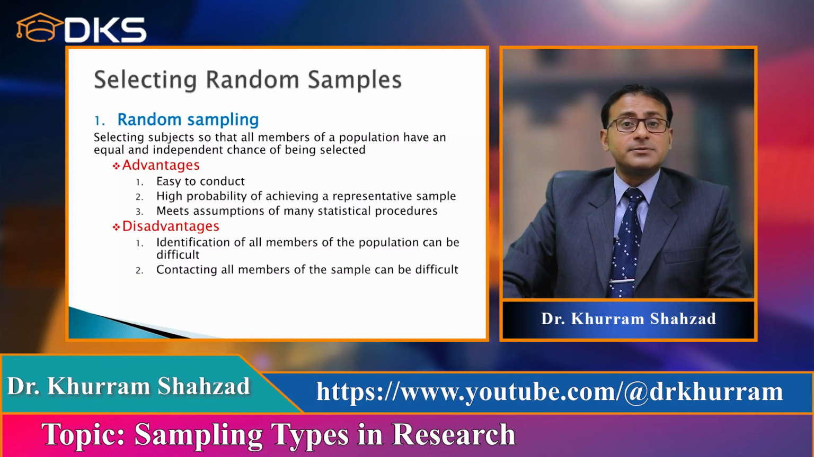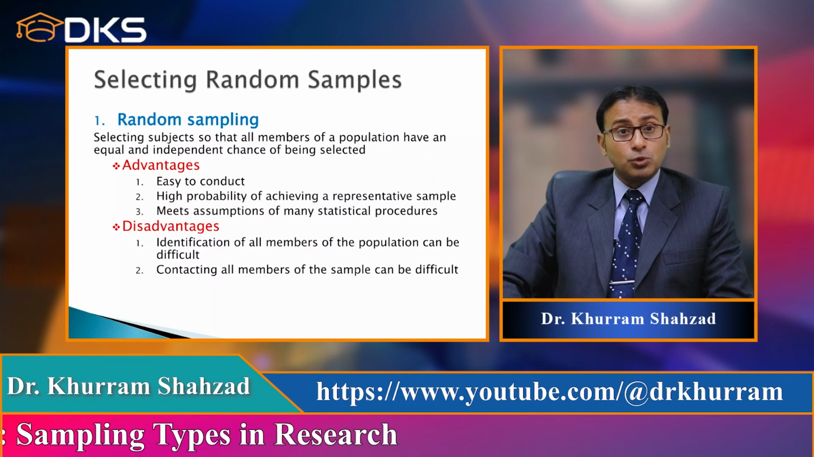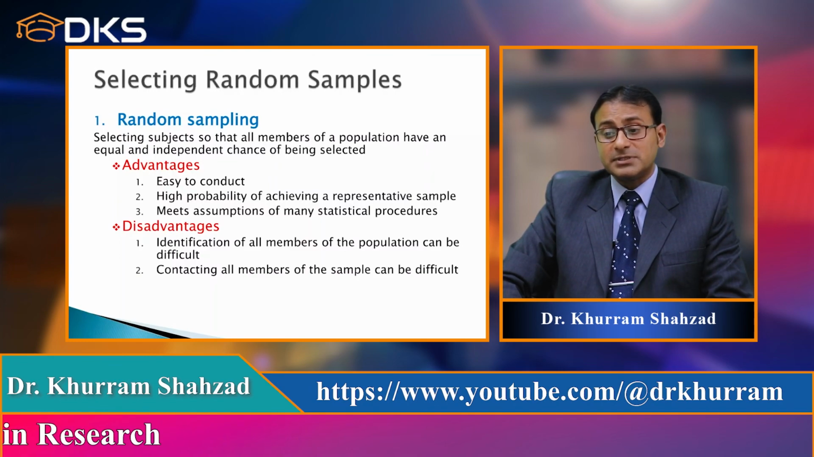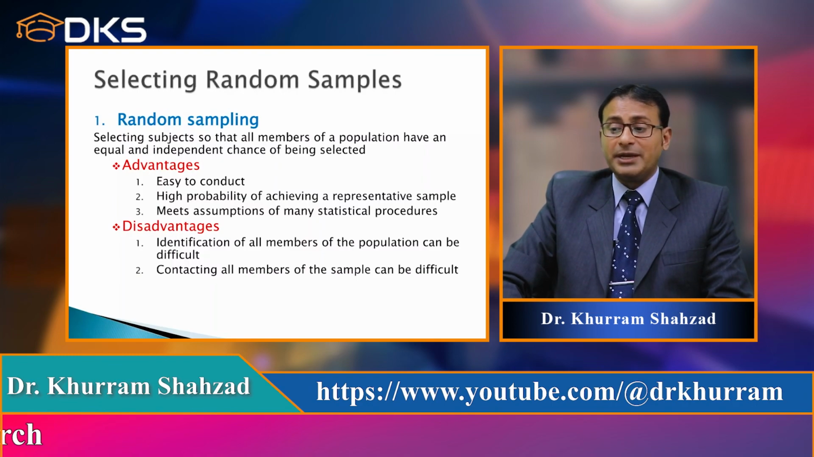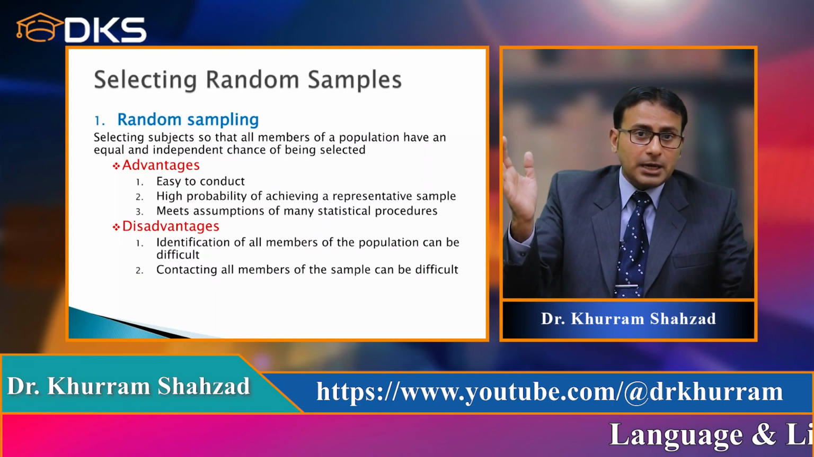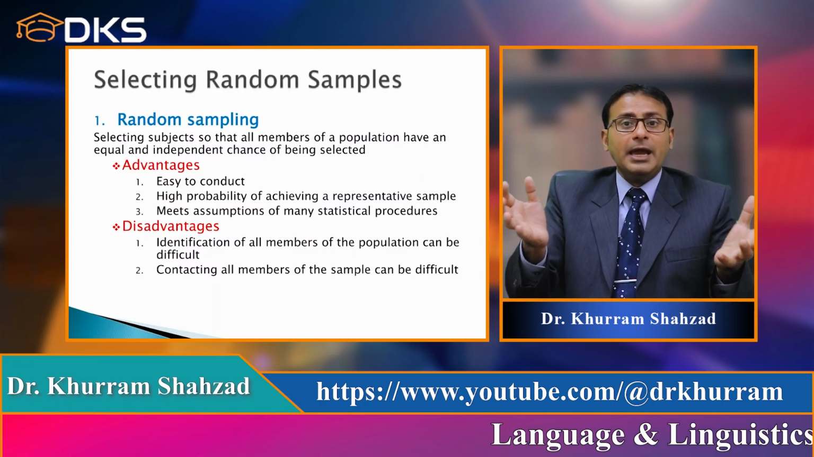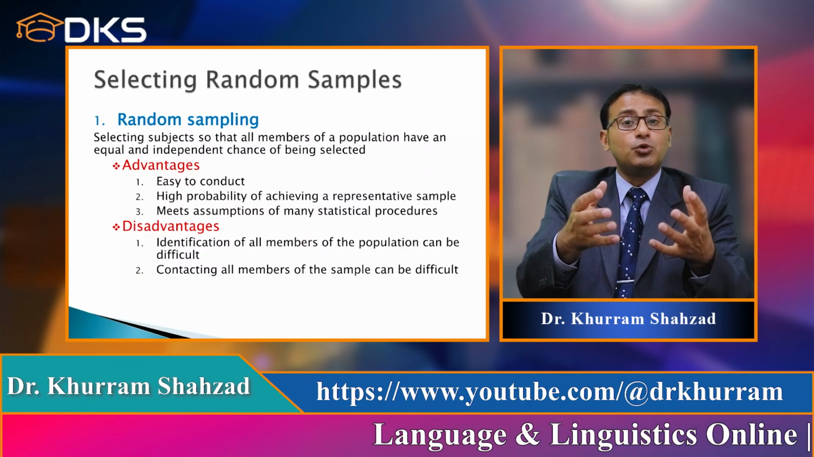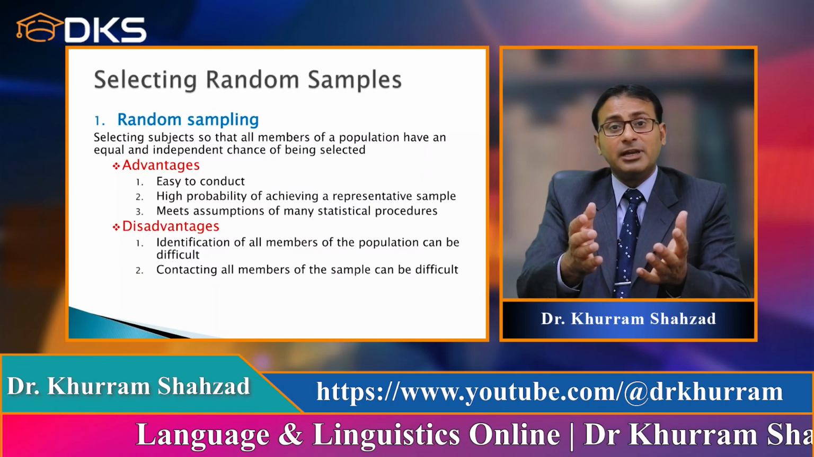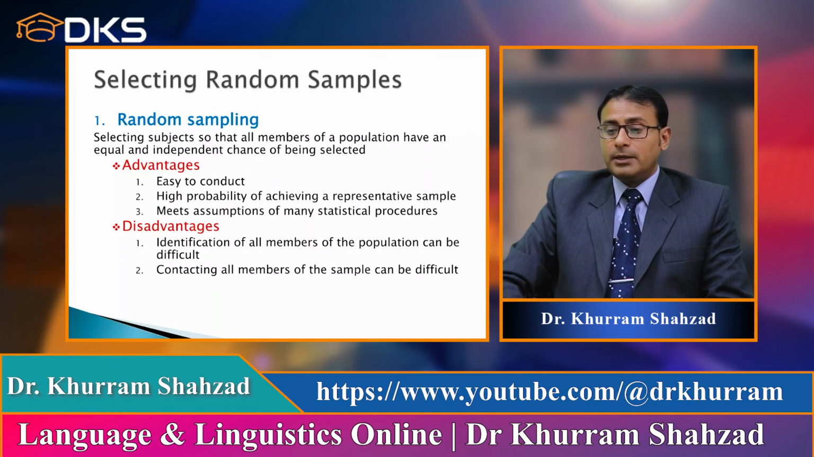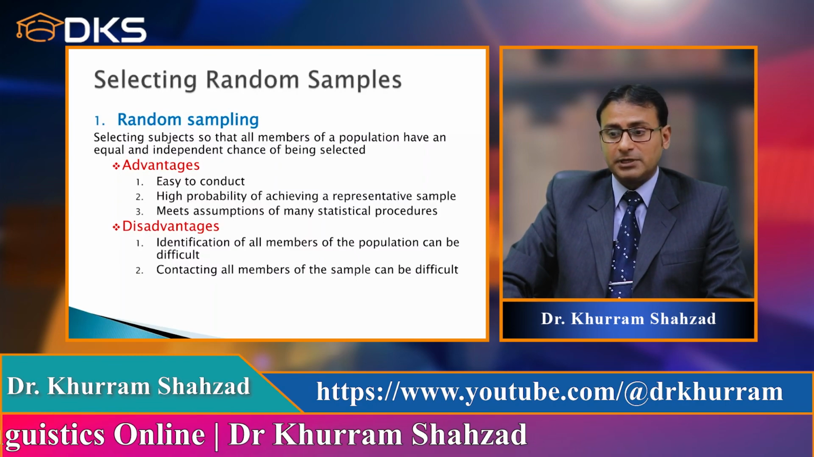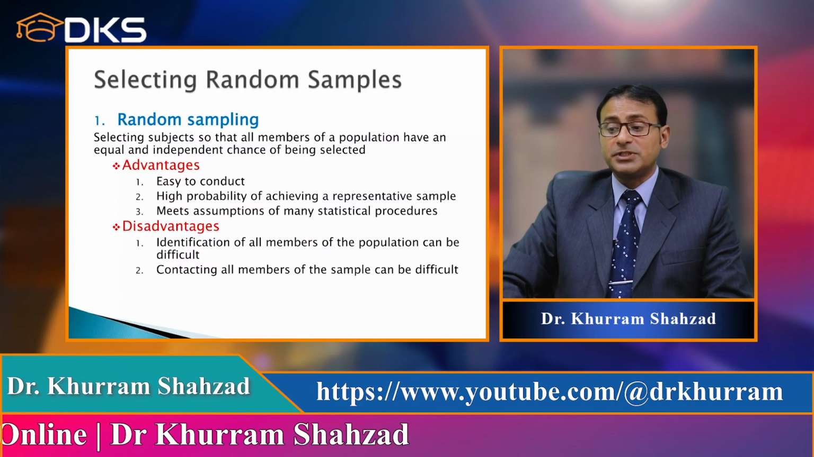The advantage of the random sampling technique is that it is easy to conduct and has a high probability of achieving a representative sample. It meets assumptions of many statistical procedures. And when the population is very big, and the sample to be drawn is 200 or 300 people, then you can use any of the tables which are available online. Disadvantages: identification of all members of the population can be difficult, and contacting all members of the sample can also be very difficult.